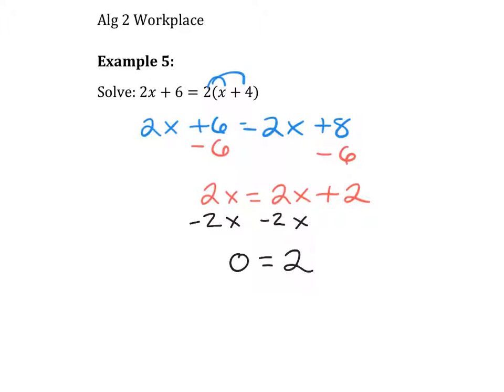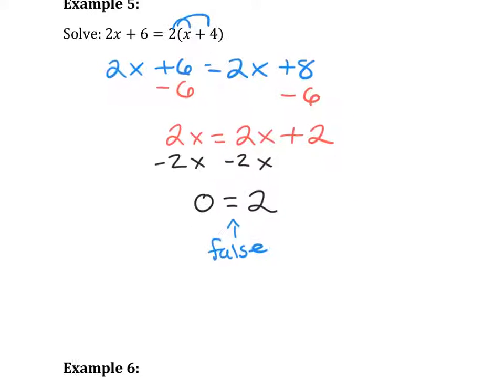Is that a true statement? No. 0 doesn't equal 2. 0 never will equal 2. So since this is false, and since our x terms just disappeared, they both became 0, this means we have no solution.